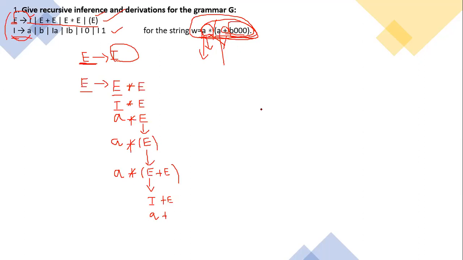Okay, how can I do that? Any idea? Please think. Ma'am, instead of substituting E for E, we can substitute I0. What more? Yes, instead of substituting E there, we can substitute I0. Yes, for that we can substitute I0. Okay, I0 we have the production. Then after that, what is the next process?